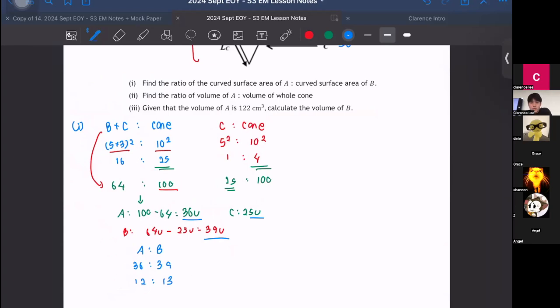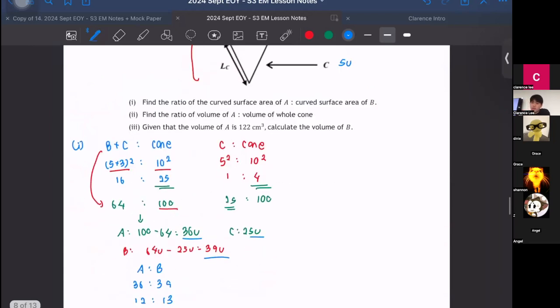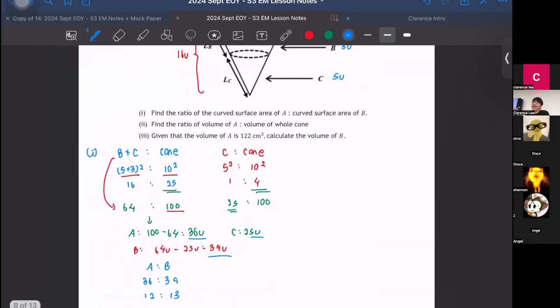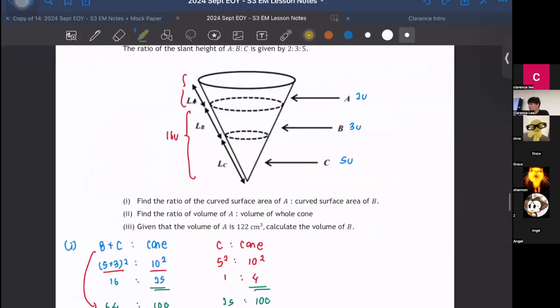Why do you use B plus C and not B plus A or A plus C? Okay, because we are focusing on your area of similar figures. Remember, for you to even use your square like that, the condition is what? The figures must be similar. So you only can use cones because we are working with cones here. If you were to use this portion, A plus B is not a cone. If you were to use A plus C, it's also not a cone. So we only can work with cones, which is why I have to use specific ratios.